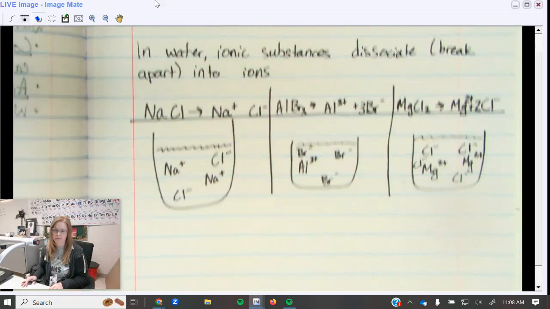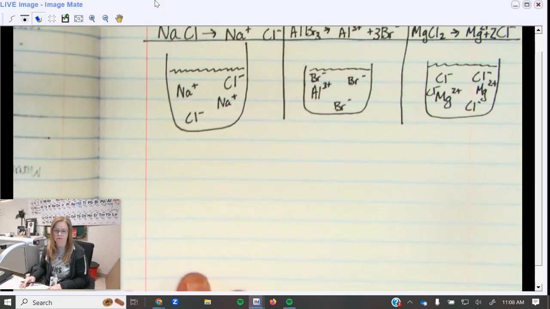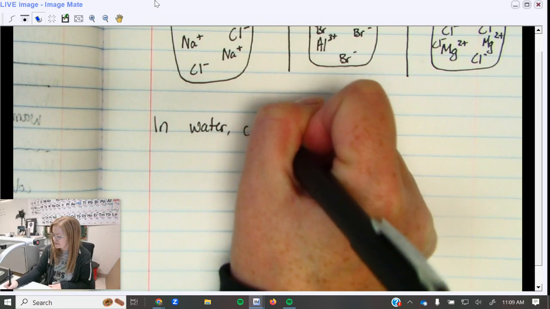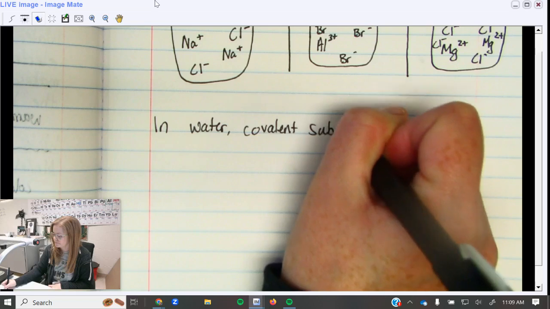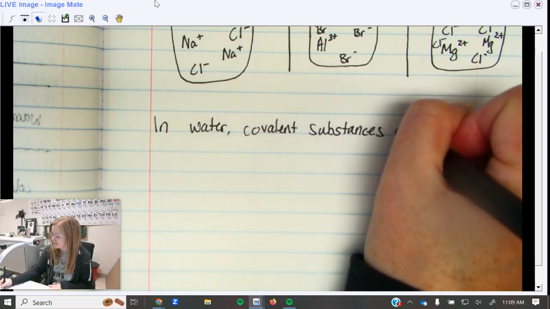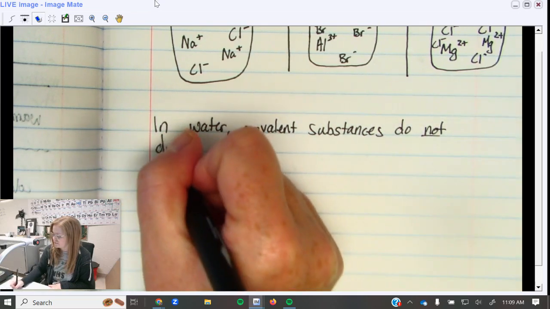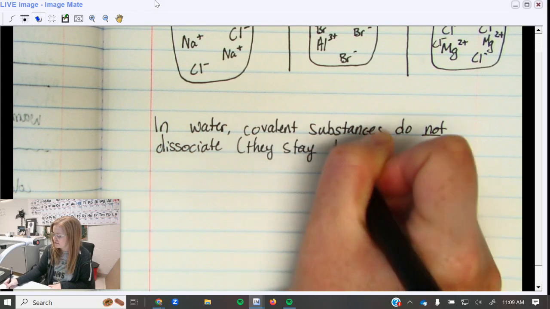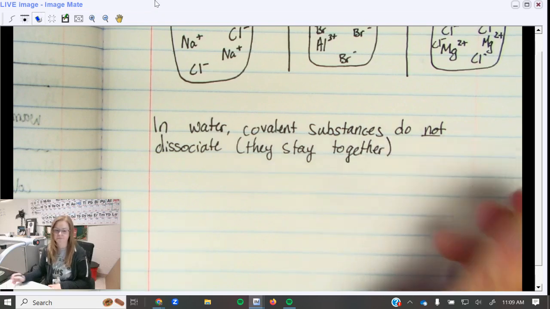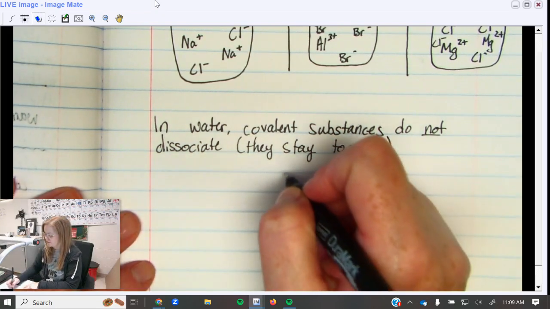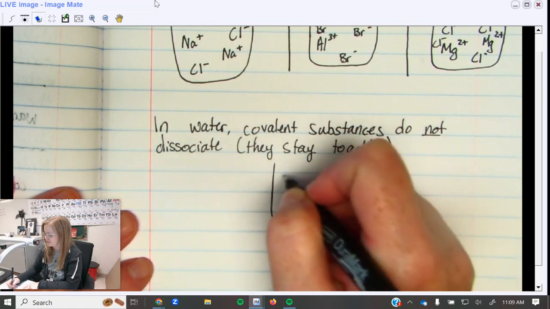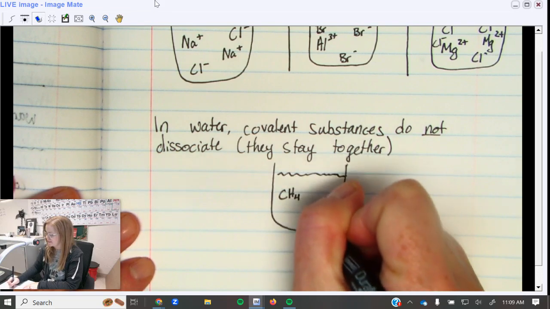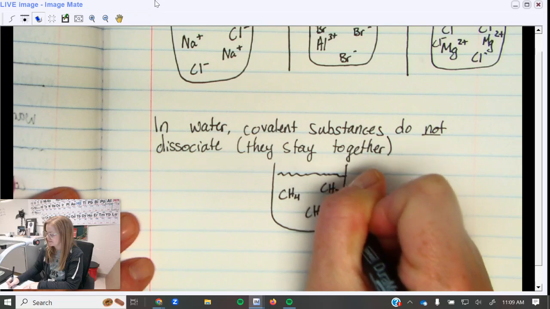On the flip side, if that is my ionic substances in water, covalent substances do not dissociate. They stay together. So that might look like if I have a beaker of water and I'm dissolving something like CH4, my CH4 molecules are just going to stick together.